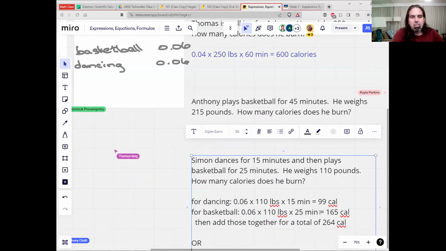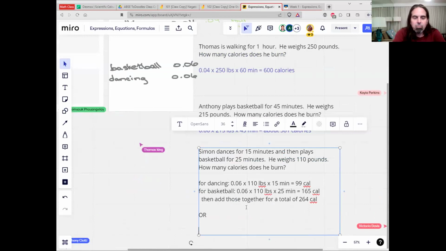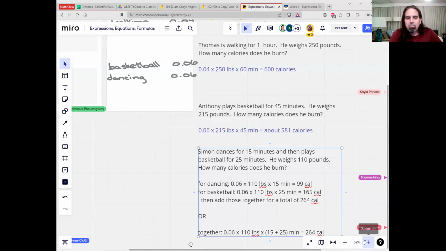Or together: 0.06 times 110 pounds times 15 plus 25 minutes. Just do it all in one step. Everyone okay with that? Yeah.